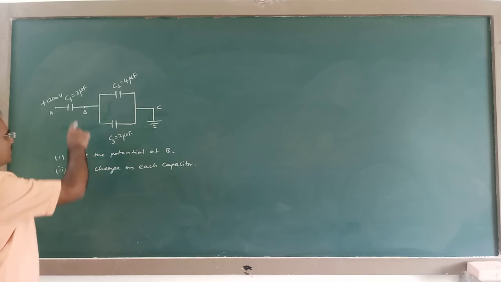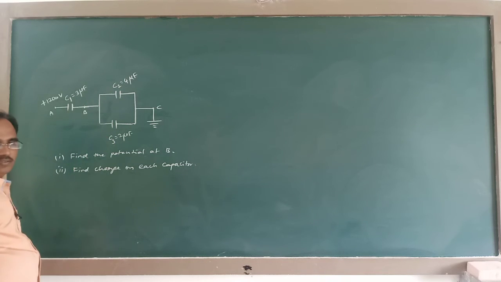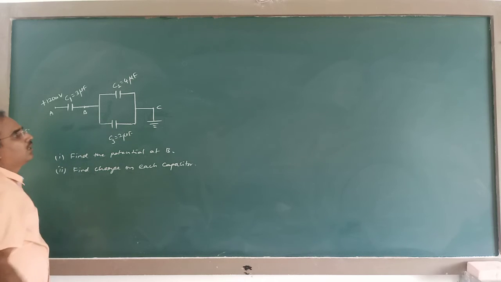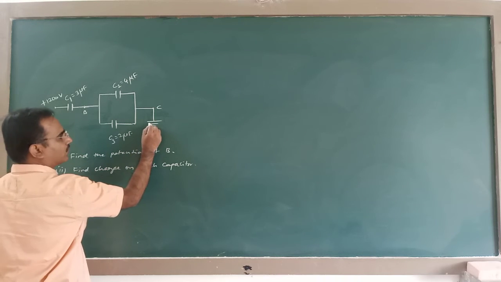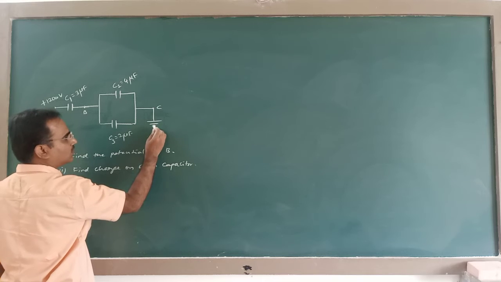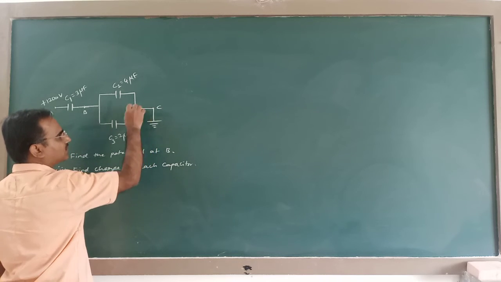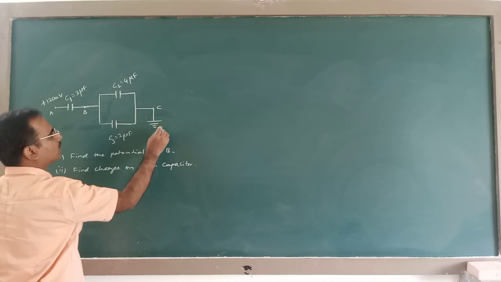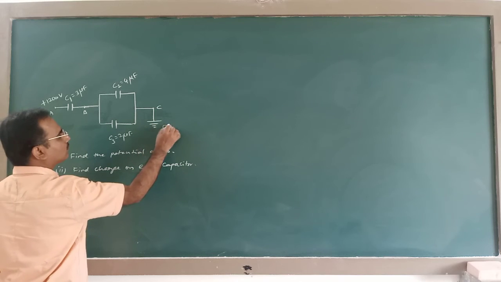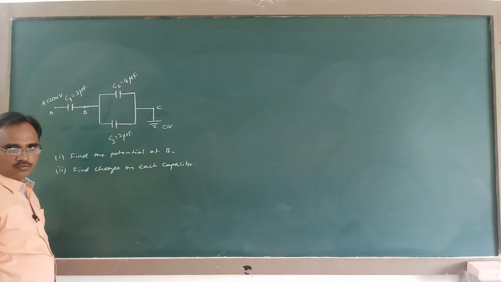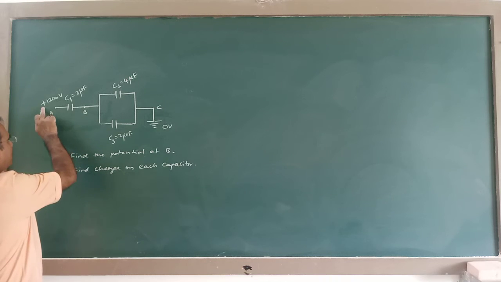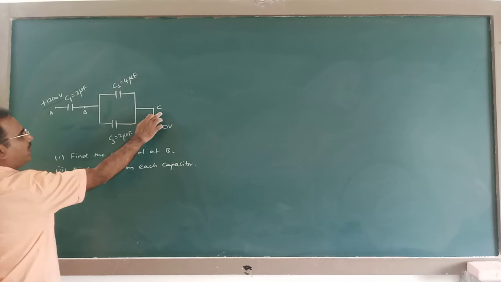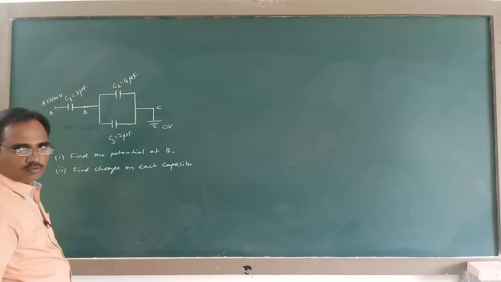So there are three capacitors, C1, C2 and C3, connected in the circuit in this way. This part of the circuit is grounded. This symbol shows that this end of the system is earthed. That means its potential here is 0 volt. So here the potential applied is 1200 volt, here it is 0 volt. So the potential difference between A and C is 1200 volt.